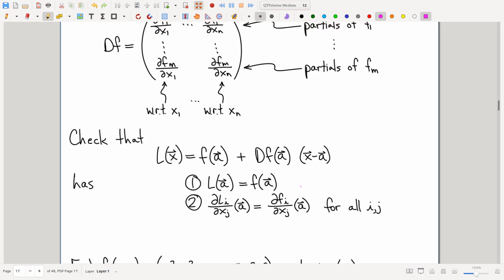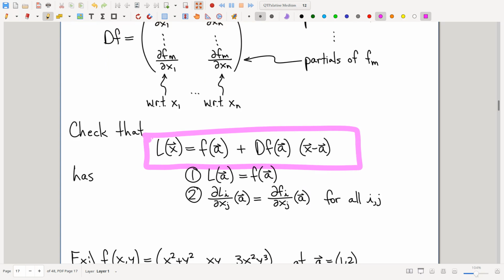Write down the entire DF matrix that you would put here. Expand out this expression, and then confirm that not only does it have the same value as f at the point A, but also all of the partials of all of the output variables with respect to all of the input variables. L agrees with f in all of those senses as well. If you do this for a function from R3 to R2, you'll have 6 partial derivatives to check. It's not that bad. Be organized about how you write down your terms, and it's just a matter of doing it. Again, nice exercise. I hope you'll do it.